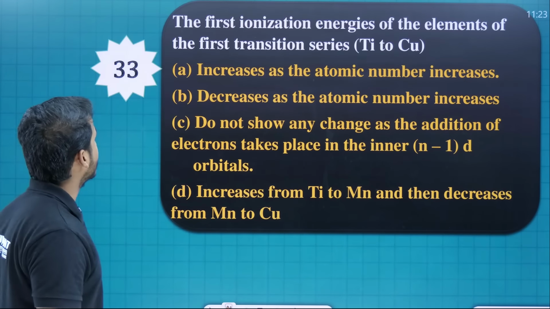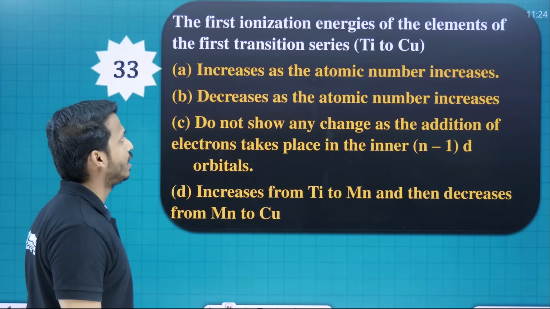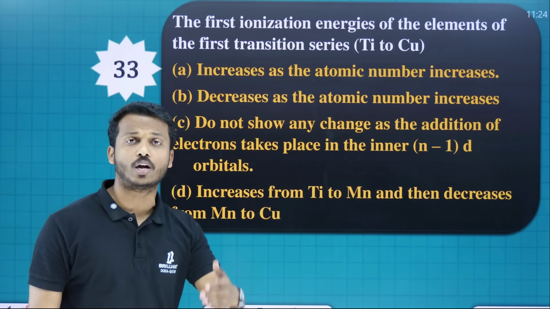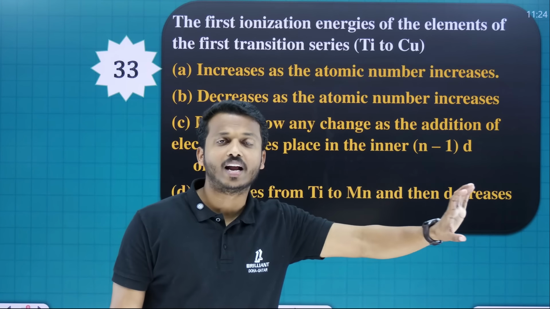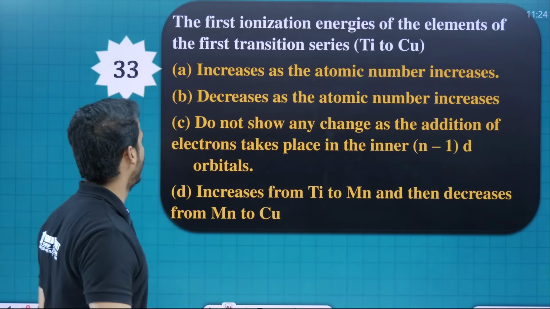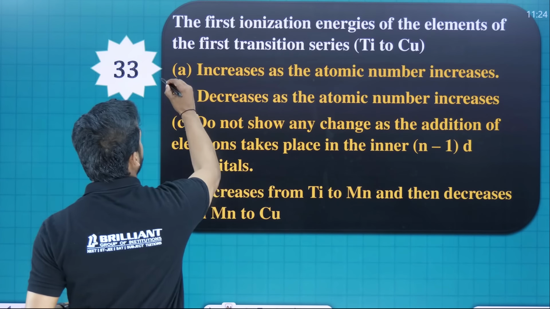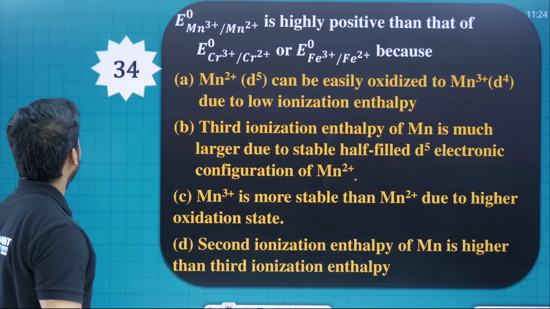Right. The first ionization energy of the elements of the first transition series, titanium to copper. What we just discussed: left to right, when you go across a period, atomic size decreases and ionization enthalpy increases. So we can say the first ionization enthalpy increases as the atomic number increases.